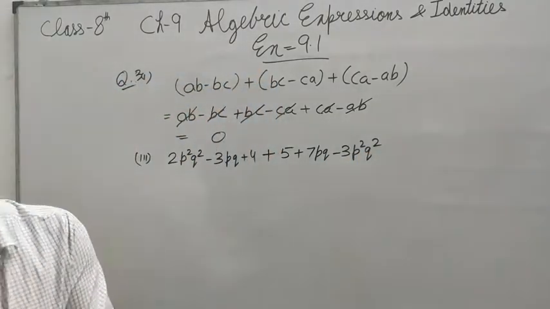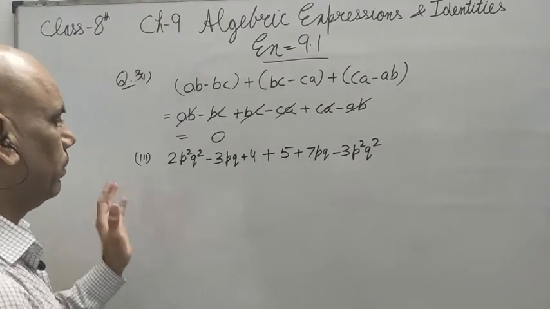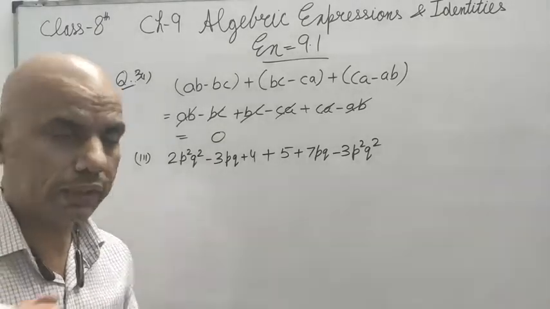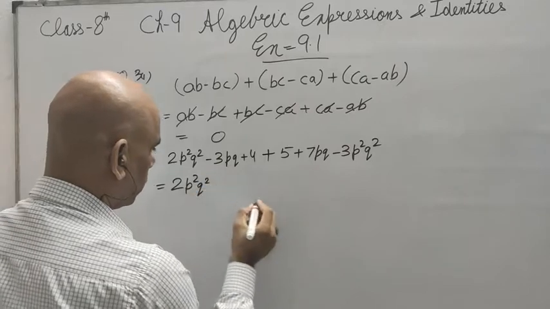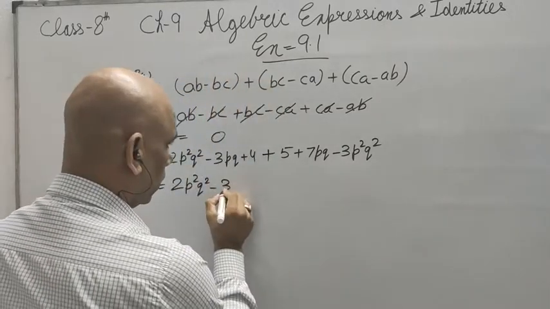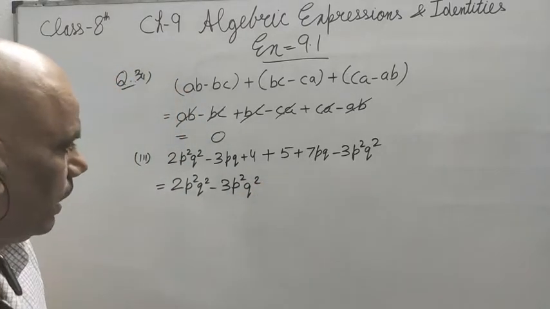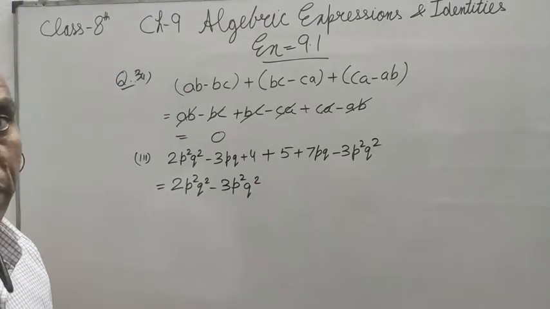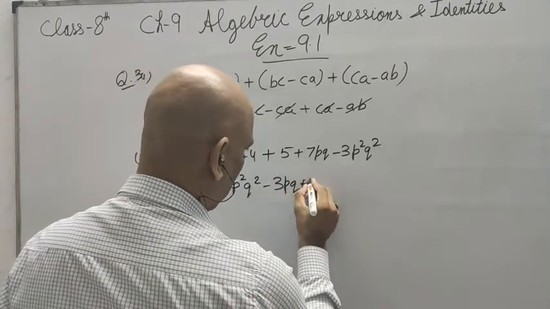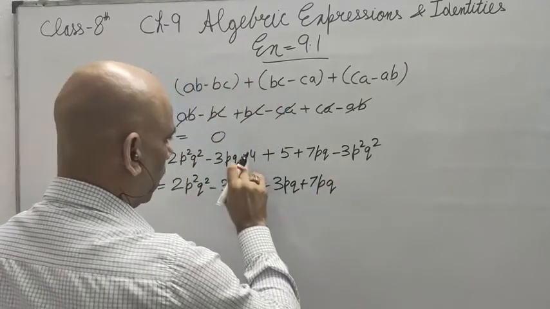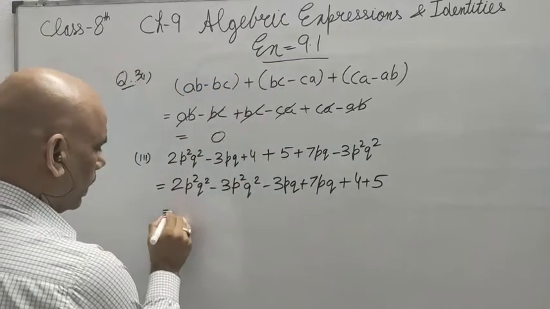So it has a few like terms. We will have to keep the like terms together and thereafter add them. So the first like terms I am going to get are 2p square q square and minus 3p square q square. How will we decide like terms? By the same variables with the same powers. So minus 3pq and plus 7pq, and plus 4 and plus 5. These are constants, and constants will also be like terms.